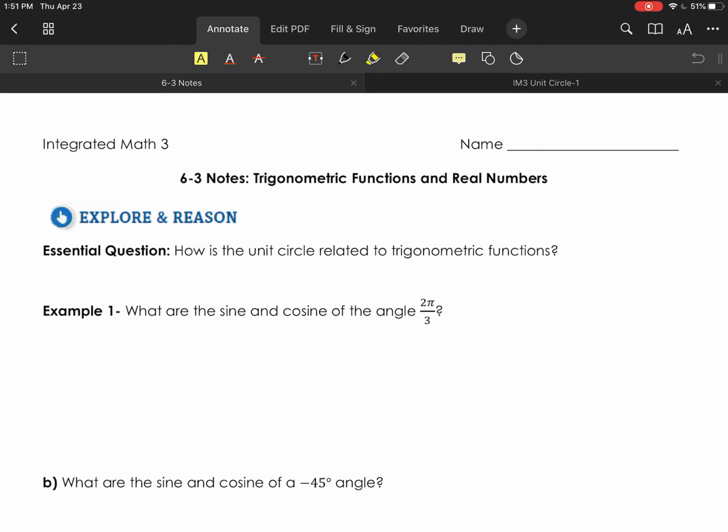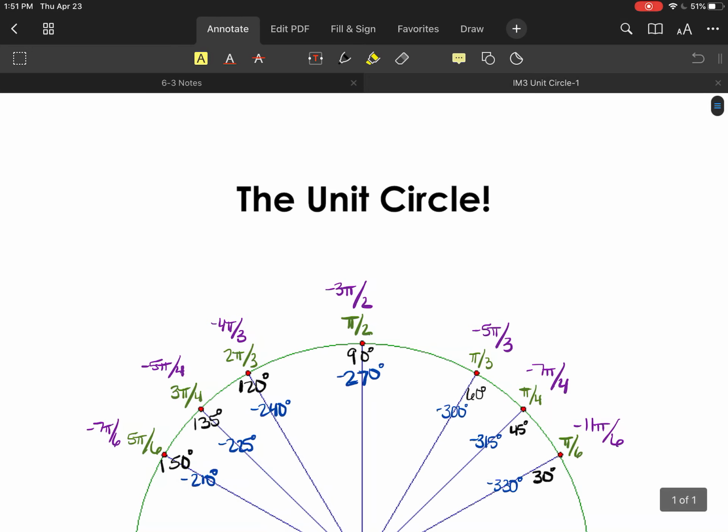So on example 1, it says, what are the sine and cosine of the angle 2 pi over 3? Obviously, if you read that, you're going to be like, I have no clue what to do. So make sure as you're doing this that you actually draw a picture of what's happening, because that's how it's going to make sense. Your unit circle is also your best friend here.